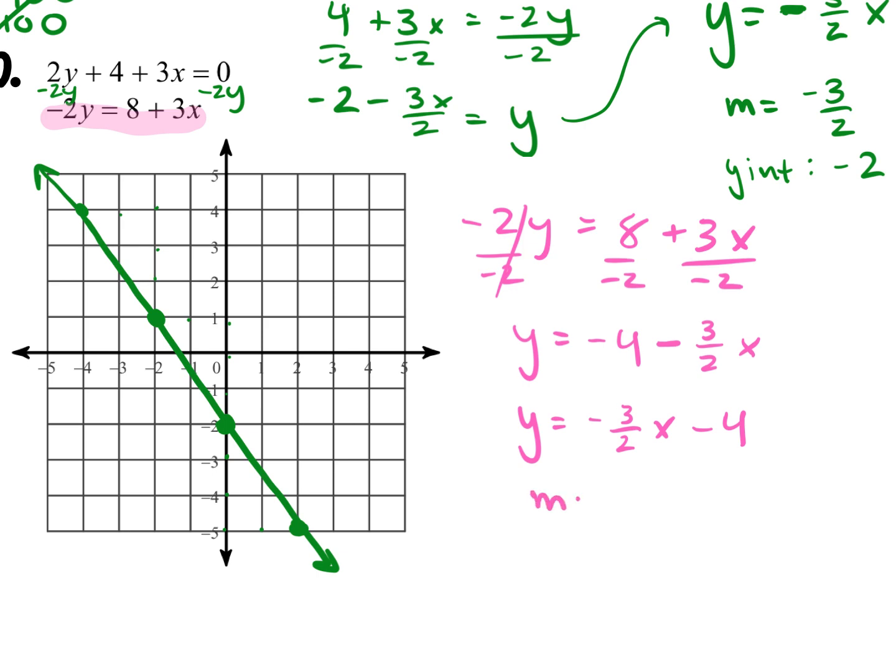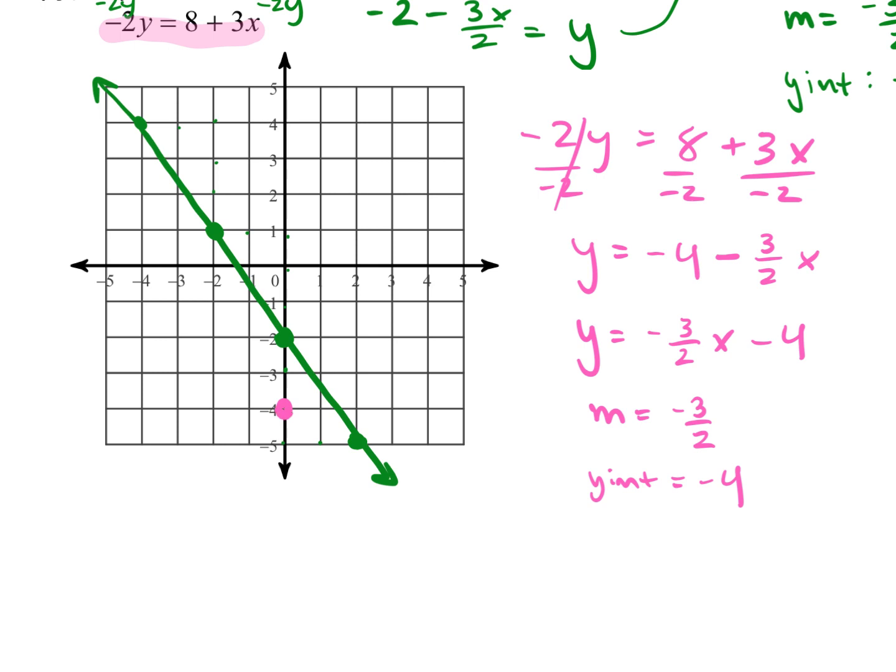What's our slope? -3 over 2, and the y-intercept? -4. So where's my first point going to go? -4. And how would I do the slope of -3 over 2? Down 3 and to the right 2 would be off of our graph, so let's do the opposite. So instead of going down and to the right, we're going to go up and to the left. So 1, 2, 3, and to the left 2.